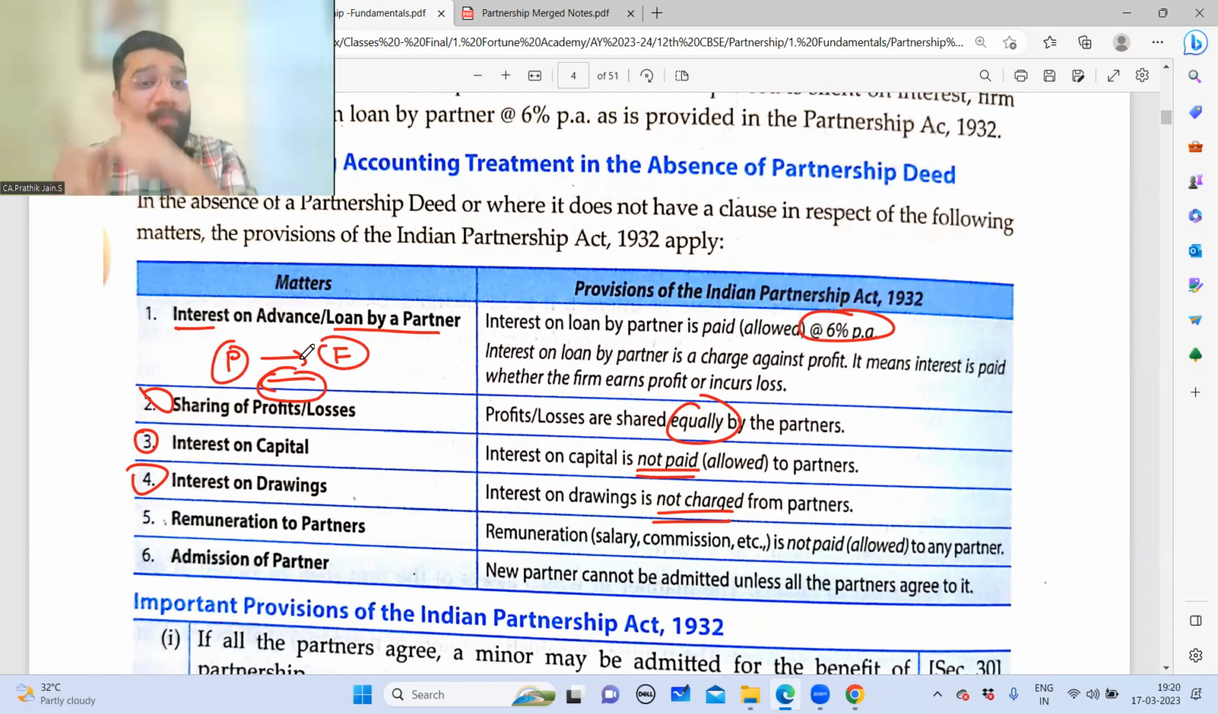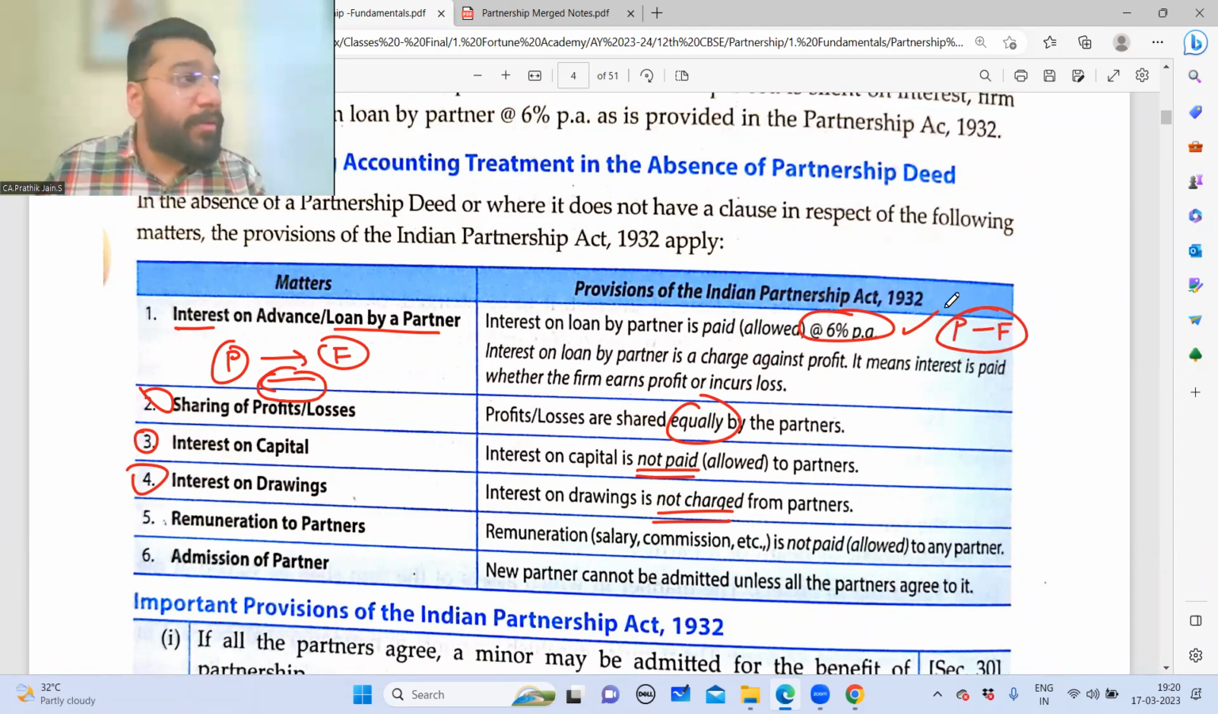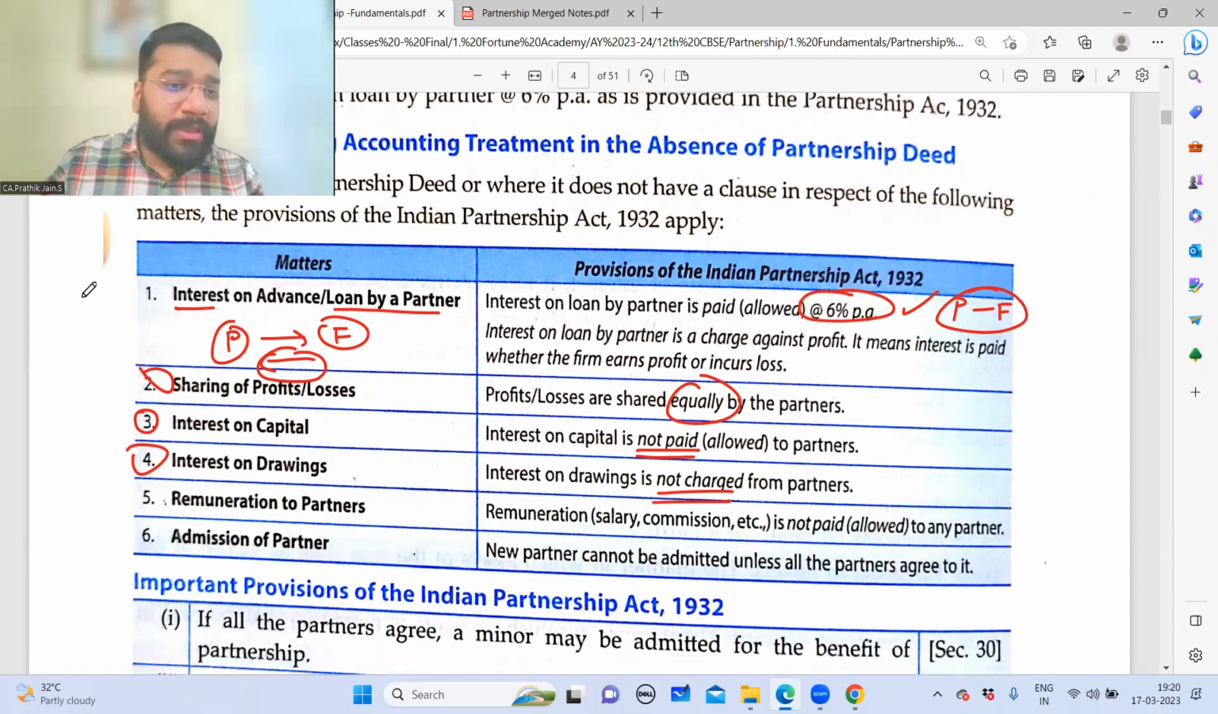Now, if a loan is given by the firm to the partner and interest is not agreed, what will happen at the end? 0%, not applicable. So 6% applies only when the loan is given by the partner to the firm. Put this into your head very nicely, because you're giving your board exams nearly after 12 months. By that time, there is a lot of possibility that we'll forget it. So you have to ensure that everything is properly documented. So this point we discussed.